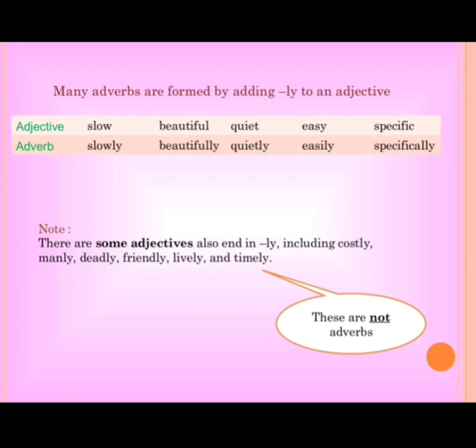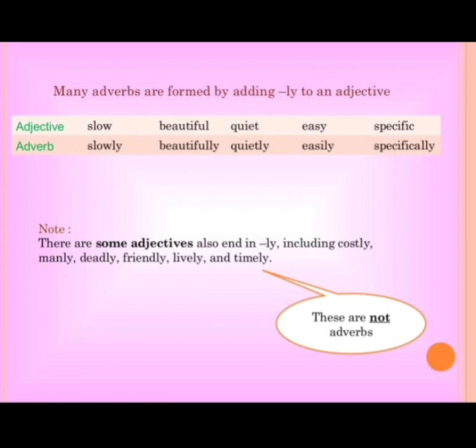Suppose here we have a list of describing words that describe nouns, that means a list of adjectives above, and below we have a list of words which describe action, that means adverbs. Here we just add ly to the adjective and make it an adverb. For slow we have slowly, for beautiful we have beautifully, for quiet we have quietly, for easy we have easily, and for specific we have specifically.